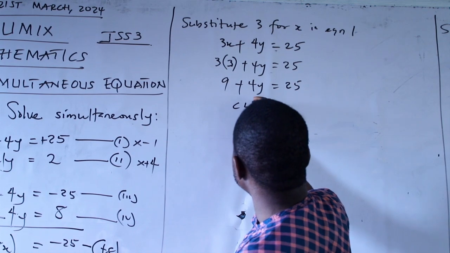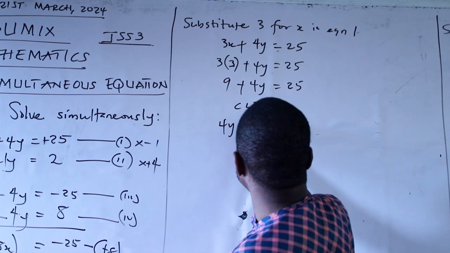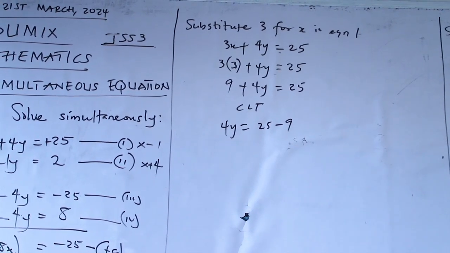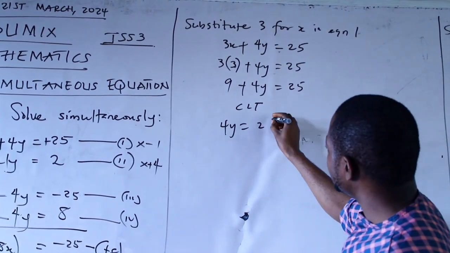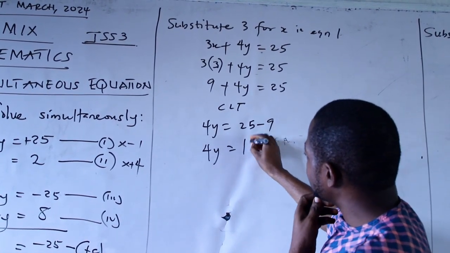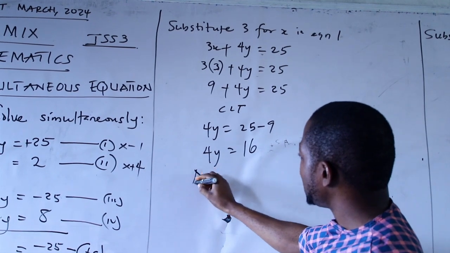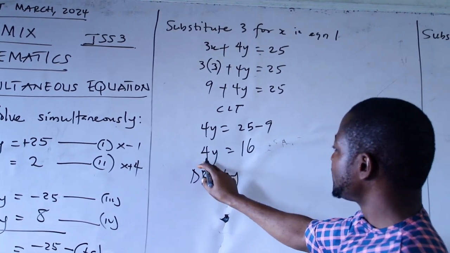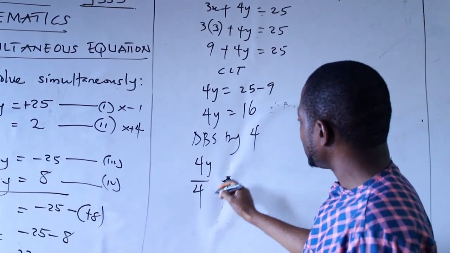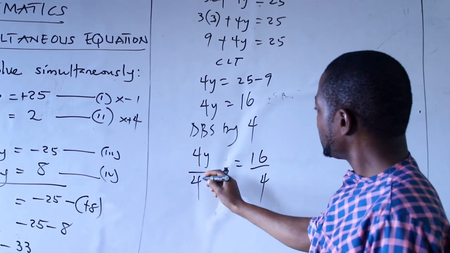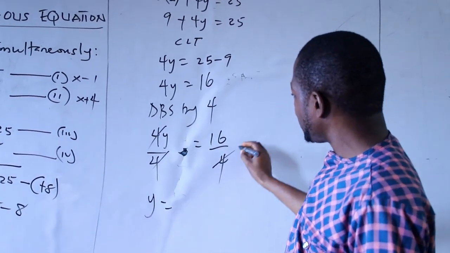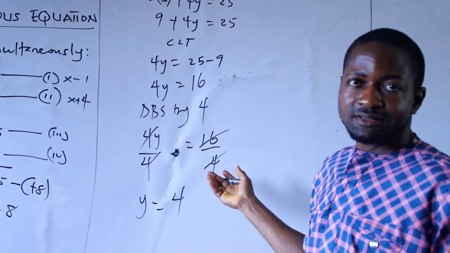So I'll collect items. So 4y is equal to 25 minus 9. Now 25 minus 9 gives us 16, right? So I divide both sides by what? By the coefficient of y, which is 4. So 4y divided by 4 is equal to 16 over 4. So 4 cancels 4 here. So what do you have left on the left hand side? You have y. So 4 goes in 16 4 times.